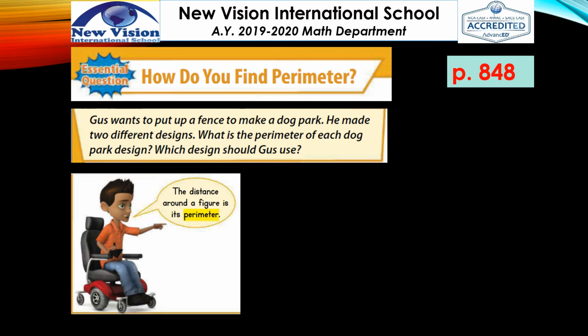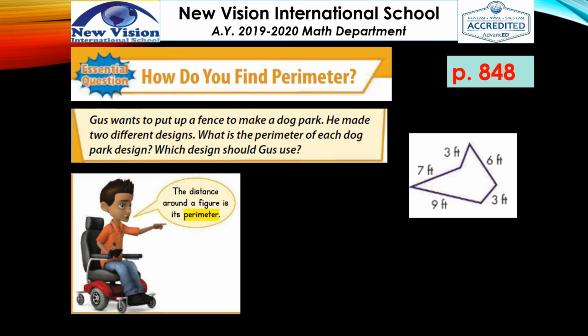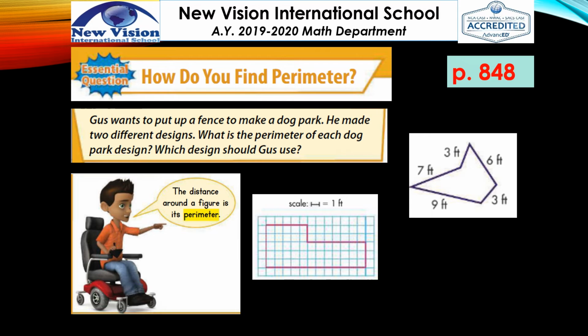The perimeter of the dog park needs to be at least 30 feet. Look at the drawings of the dog parks. How are the drawings different from each other? The first drawing is on a grid that has a scale. The lengths are not labeled. The second drawing has lengths labeled.